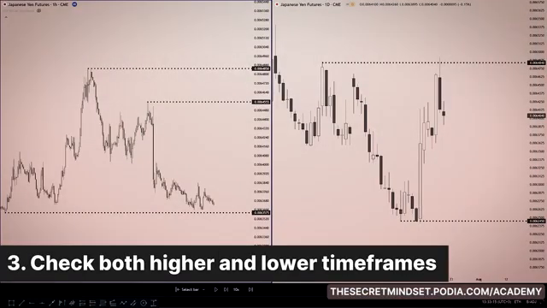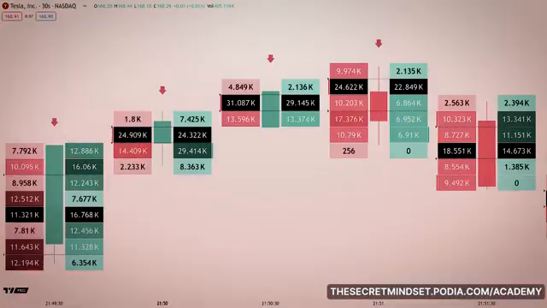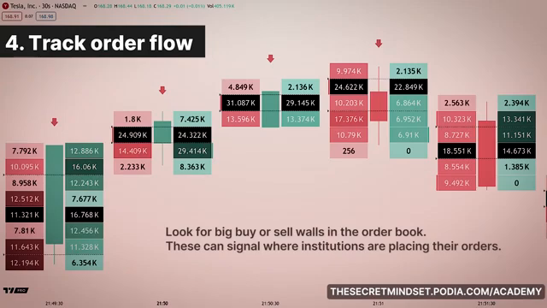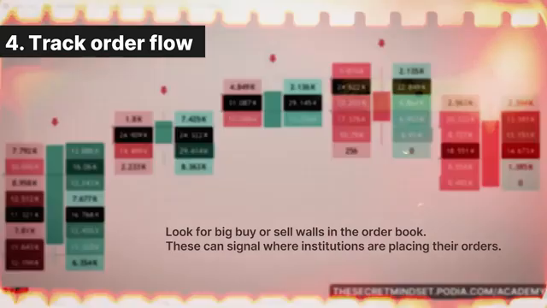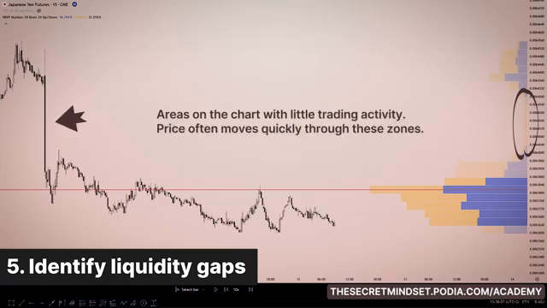Use multiple timeframes. Check both higher and lower timeframes. This gives you a fuller picture of liquidity across different market views. It helps you spot potential reversals or continuations more accurately. Track order flow. Pay attention to how orders are coming in. Look for big buy or sell walls in the order book. These can signal where institutions are placing their orders. Identify liquidity gaps. These are areas on the chart with little trading activity. Price often moves quickly through these zones. Knowing where they are can help you set better entry and exit points.